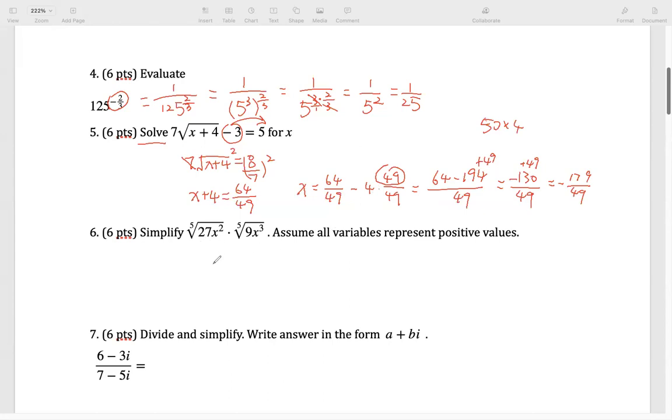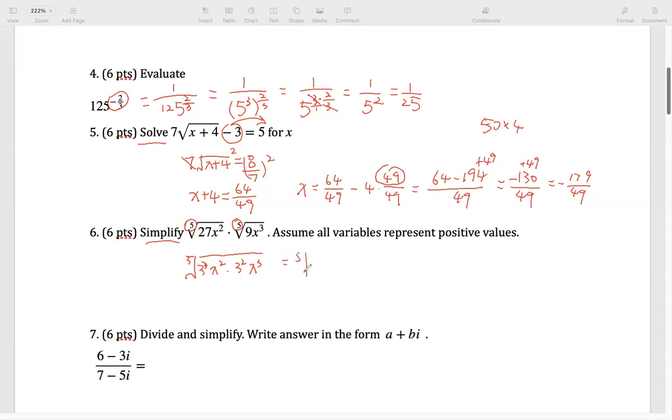Okay. Let's see this one. We want to simplify this. Both are under the index 5, so we can put them together. And 27 is 3 cubed. Then x squared. So this is the 5th root. Then 9 is 3 squared, x cubed.